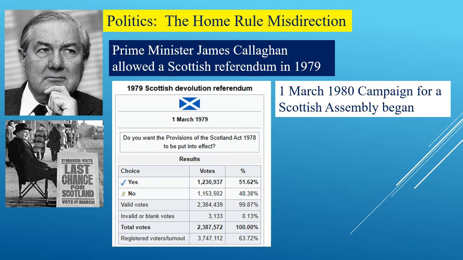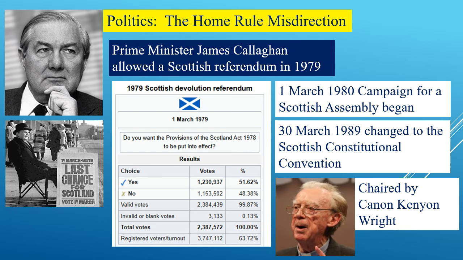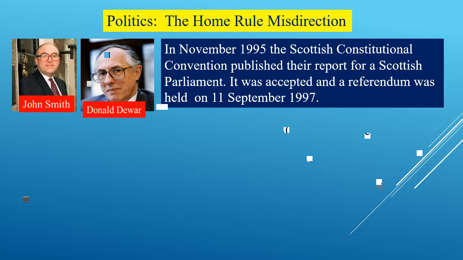This cheesed people off, and politicians formed a group called the Campaign for the Scottish Assembly. This moved on to March 89 when it changed its name to the Scottish Constitutional Convention. It was mainly all political parties, although there was some representation from one or two other third parties, business, and so on. This eventually succeeded after they produced their report in 1995.